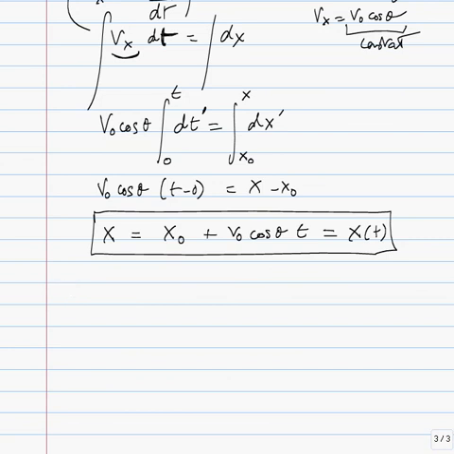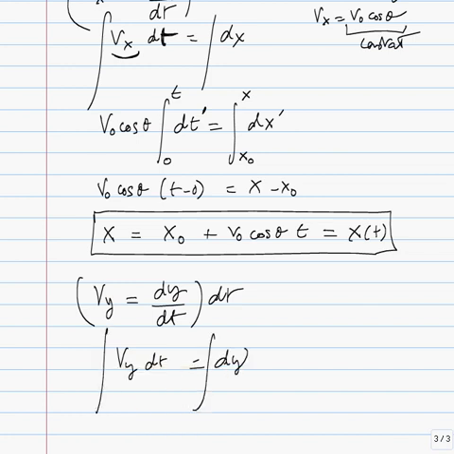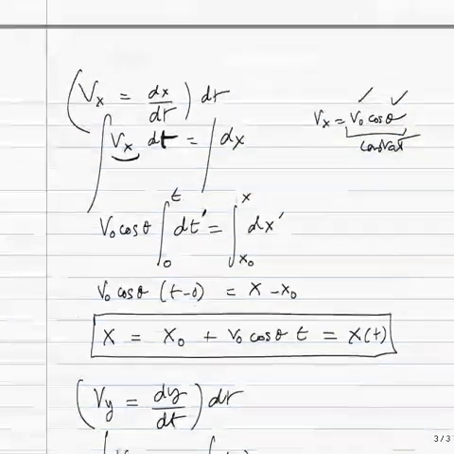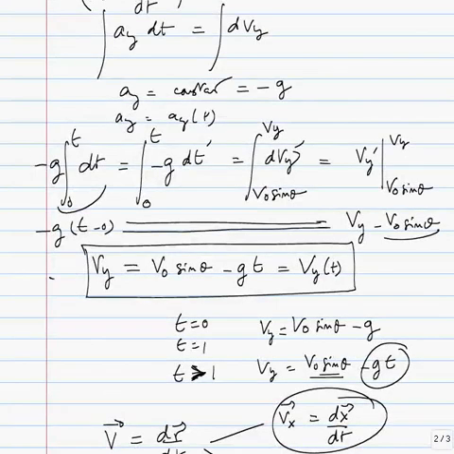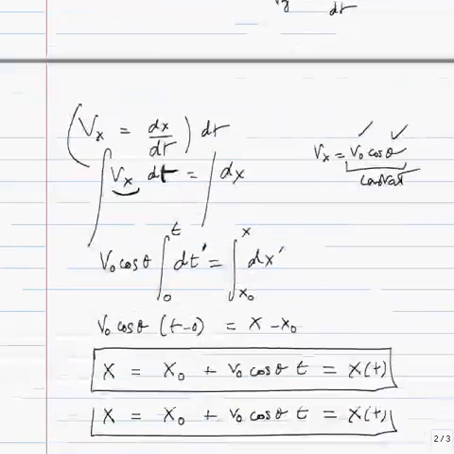Let's do the same thing with the y. The same way as we started with Vx is equal to dx over dt, now we're going to attack Vy being dy over dt. I'm going to multiply both sides by dt, so I end up with Vy dt is equal to dy. Now Vy, what is Vy? We got it already. Now Vy is obviously a function of time.